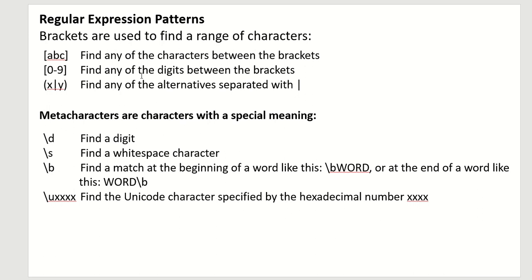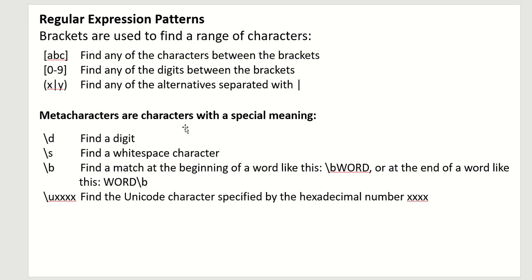Now the regular expression patterns. This is very important. Brackets are used to find a range of characters. If it is a square bracket and you write abc, it will find any character from a, b or c, or whatever data you write in the square bracket. Then square bracket 0 to 9 will find any digit between 0 to 9. Then round bracket x, a vertical line, that is OR, and then y, will find any of the alternatives separated with OR, that means either x or y.